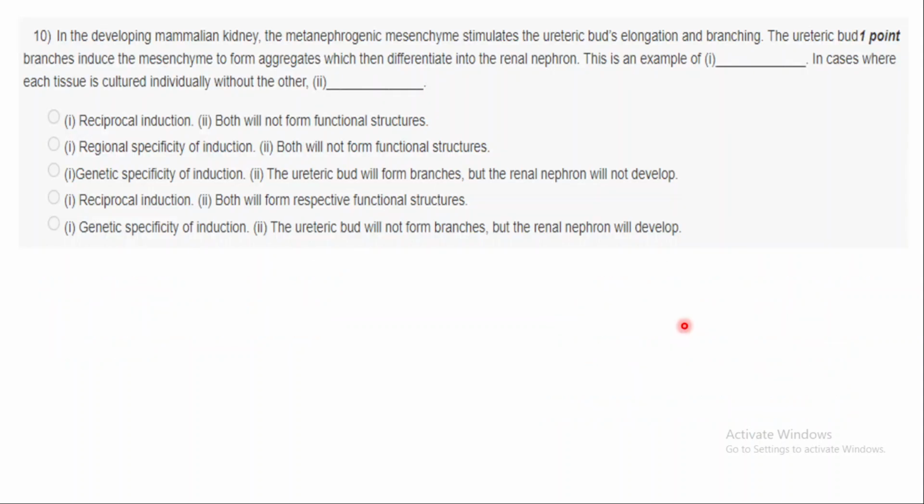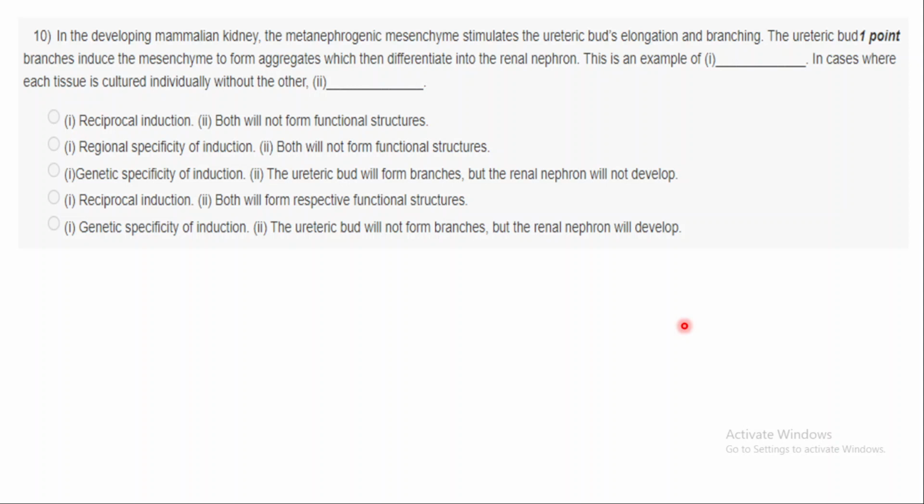Moving on to the last question, we answer this and we are done with the practice problem session. In the developing mammalian kidney, the metanephrogenic mesenchyme stimulates ureteric bud elongation and branching. So this is a paragraph from nephrogenesis. The ureteric bud branches into the mesenchyme to form aggregates, which then differentiate into renal nephrons. This is an example of dash, in cases where each tissue is cultured individually without the other, dash.